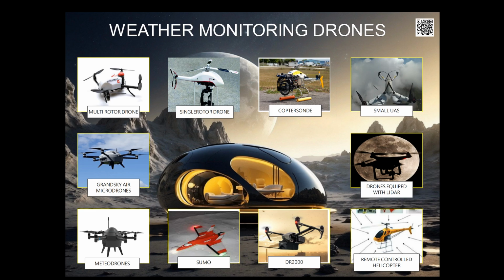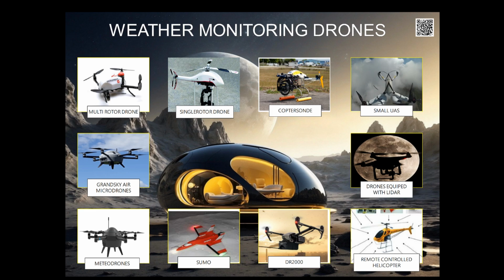It is known as Grand Sky Air Micro Drones. They have eight blades, so eight blades means eight motors. With the help of eight motors, they fly. They can hover. They can move to and fro. They can move vertically. Everything is possible. They are developed by the Grand Sky company.